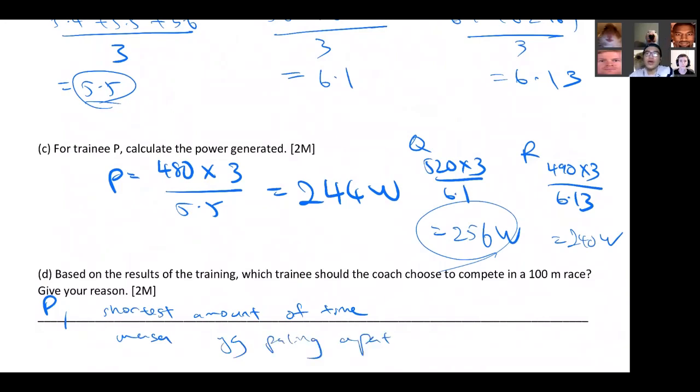Yes, Q has more power, but in competition, we don't care about power. We care about time. Power is when you want to lose weight. So when you generate more power, you use more energy, you lose weight faster.